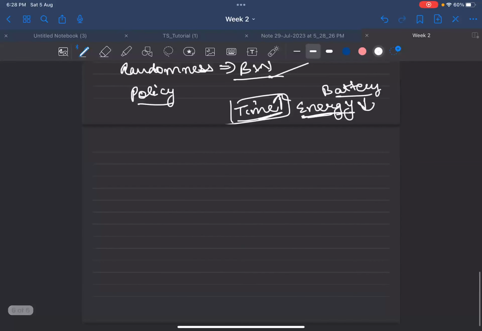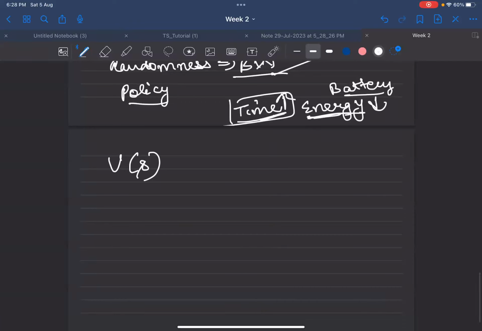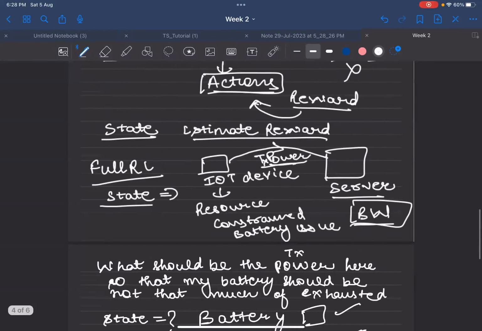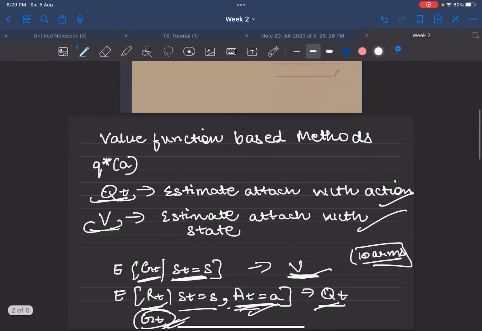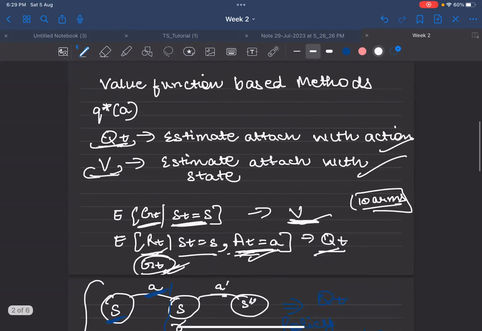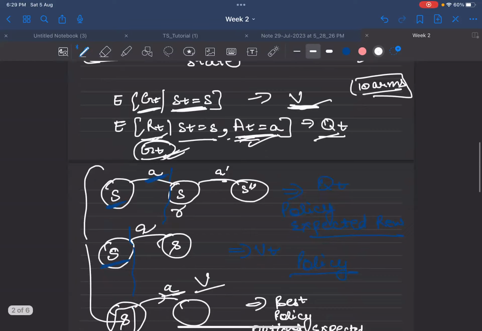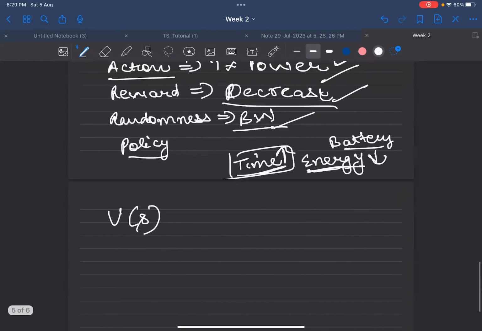Okay. Let us say, actually, I'm not introducing that because that thing will come into full RL. I shouldn't have introduced it in this class. I should have gone forward. Just because the professor said this thing, estimate attached with action, estimate attached with state, I thought, okay, let's go forward and then explain to you. Okay, no problem. Go ahead, madam. Go ahead as per your plan.